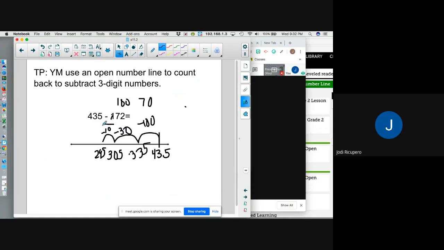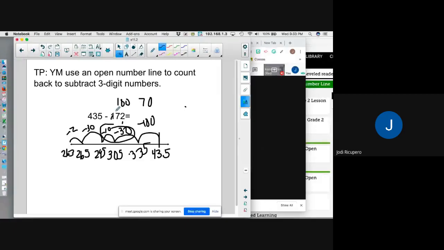And now I only have 40 so far. But now I could do 30. Take away 30. And 295 take away 30 equals 265. And now I could subtract 2 more. That's 263. So now I'm going to check my work.